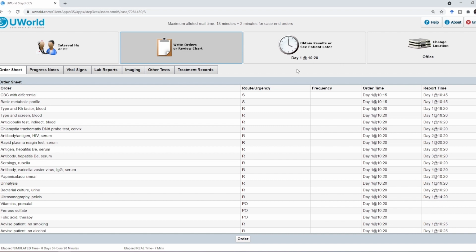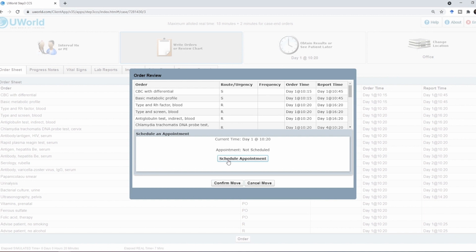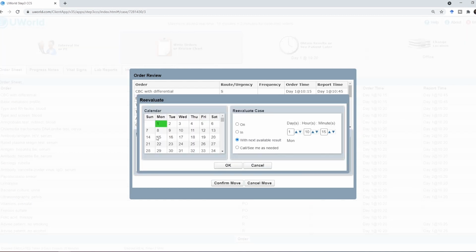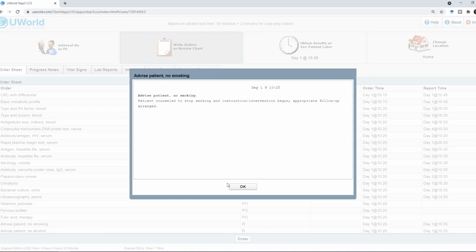Since we put all the orders in, there is nothing we can do now at this point for the patient. We can send the patient home. How can we do that? We go to the location tab, we click on home and change location. That will prompt scheduling an appointment. And in order to schedule an appointment, you go to the calendar here and click whenever you would like to see the patient again. For this case, we can see the patient in 2 or 3 weeks. So let's click on 3 weeks and click OK and confirm move.